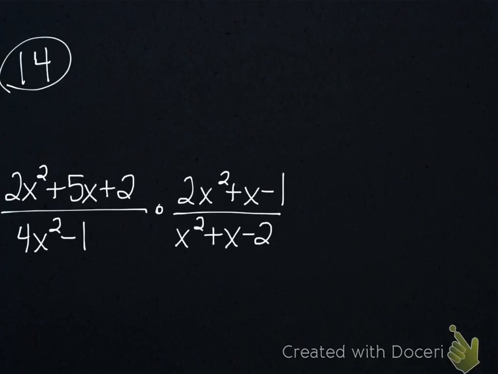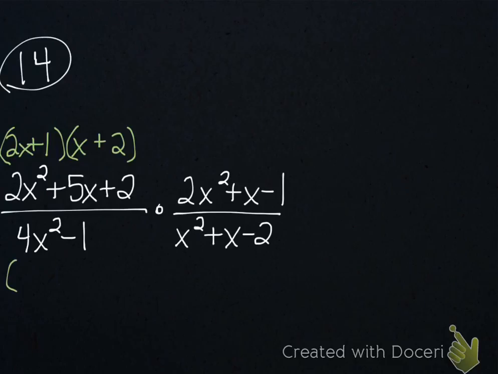Number 14. Wow, lots of coefficients there. That's okay. Let's just dive right in. Factor the first fraction's numerator. I'm going to have a 2x and an x. I need the 2 for the constant to multiply by the 2 from the x so that I get 4 and add 1 to get 5.